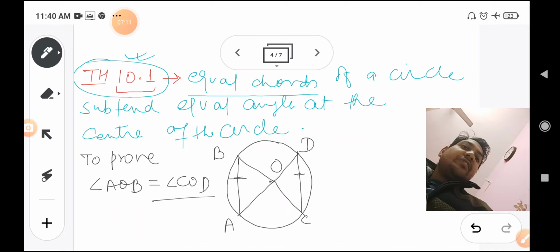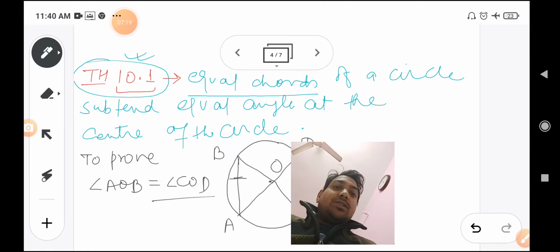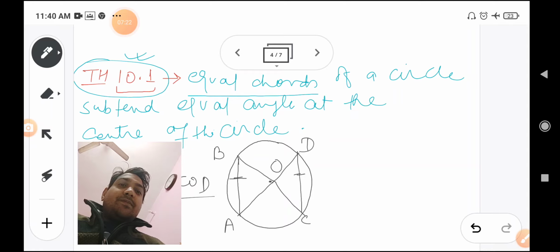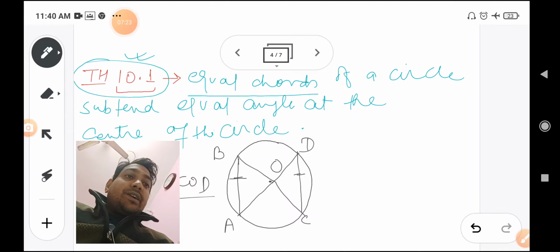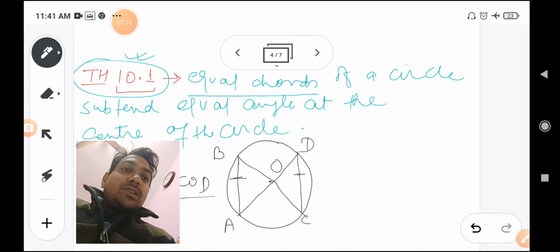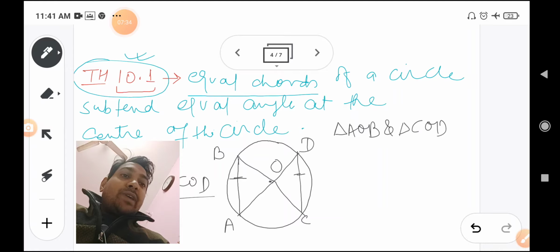I think this is very easy. We have already seen these all in the congruency chapter, right? Triangles congruency. So how to prove it? See, take these two triangles. You can take triangle AOB and triangle COD. What do we have? AB is equal to CD. This is given.